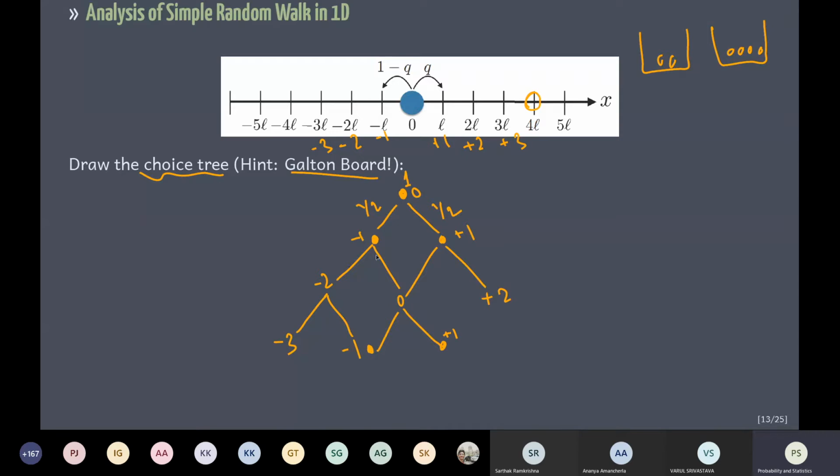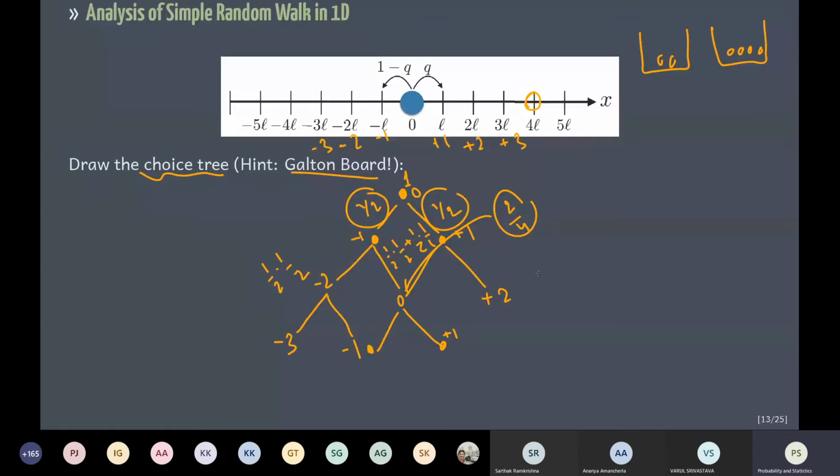If we go ahead and compute the probabilities, they will again be the same, because it's very similar to the Galton board experiment. We have half here, so again we have half times half, and then plus another half times half. So it's like 2/4 for this node, and so on.